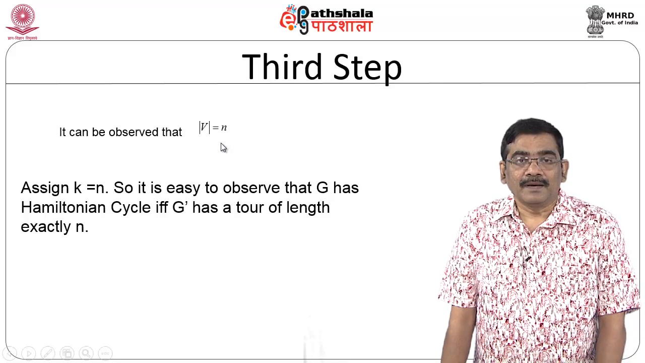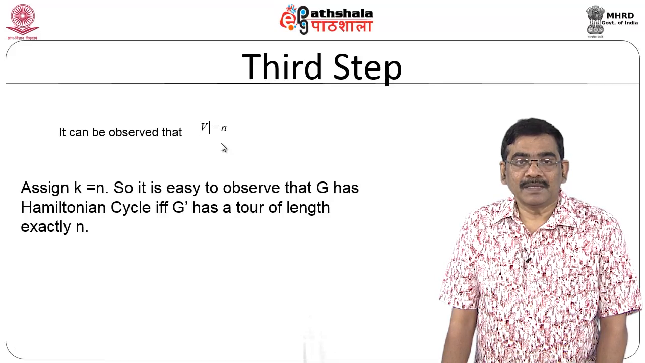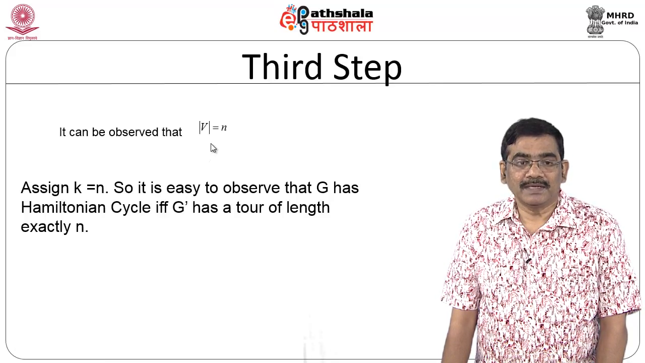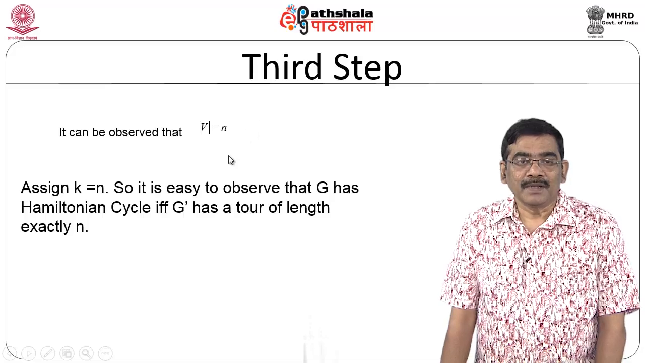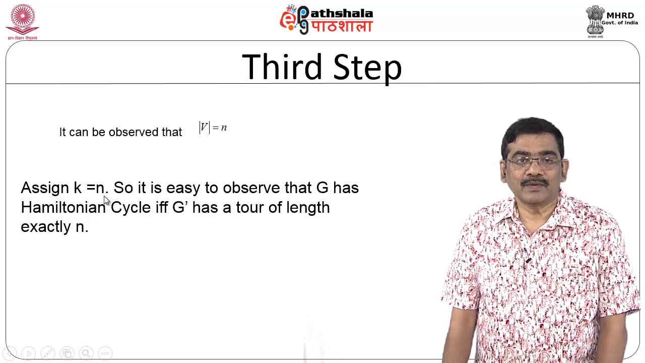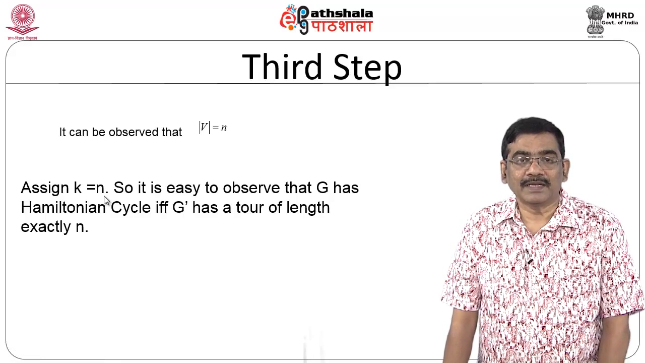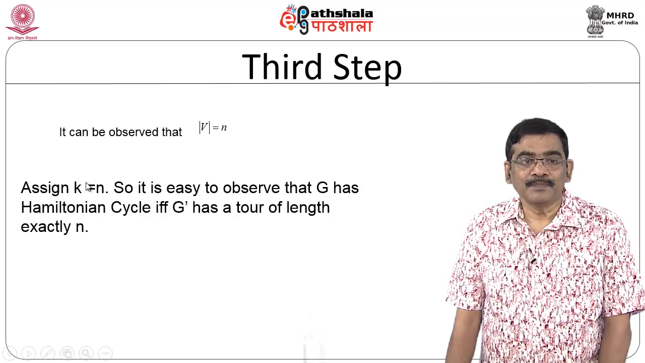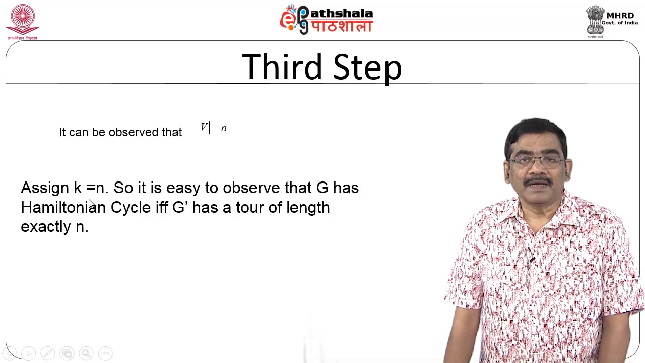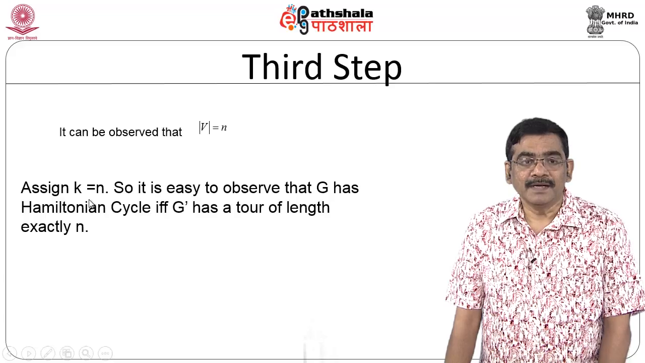So, the traveling salesperson involves a tour of all the cities. That means all the vertices should be present. So, all the paths are assigned a length of 1. That means you can say that it is going to be k. So, if we assign k equal to 1, we can observe that such a tour is possible.